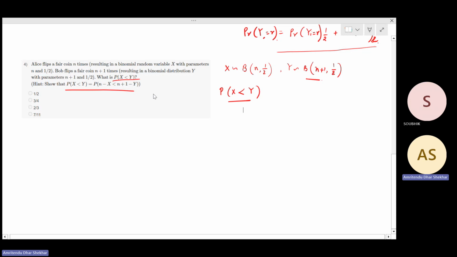So any idea how you would try to attack a question like this? X is less than Y.